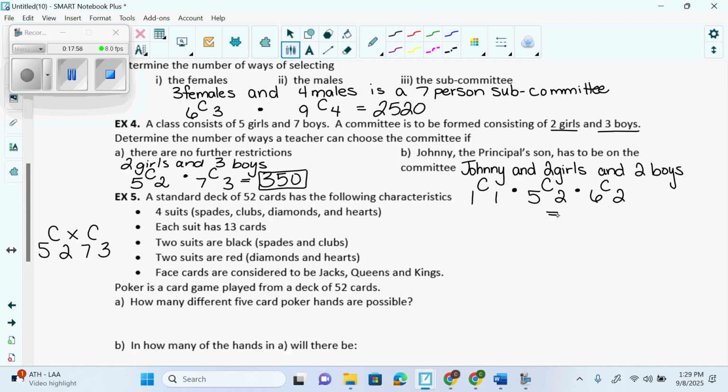150? Do you have to put 1C1 into your calculator? No, it's only 1. 1C1 is 1. You have 1, you choose it. Like if I choose Johnny, it's 1 way. I just say, hi Johnny, you're mine. Yeah, as long as you. All right.